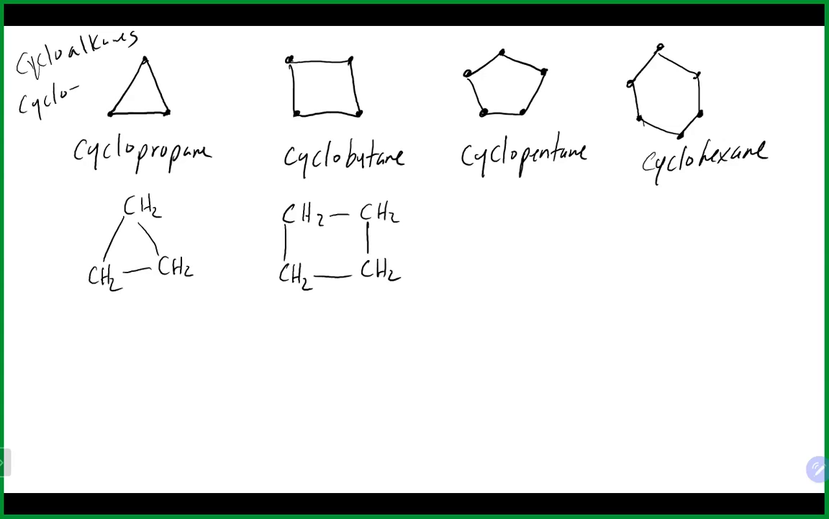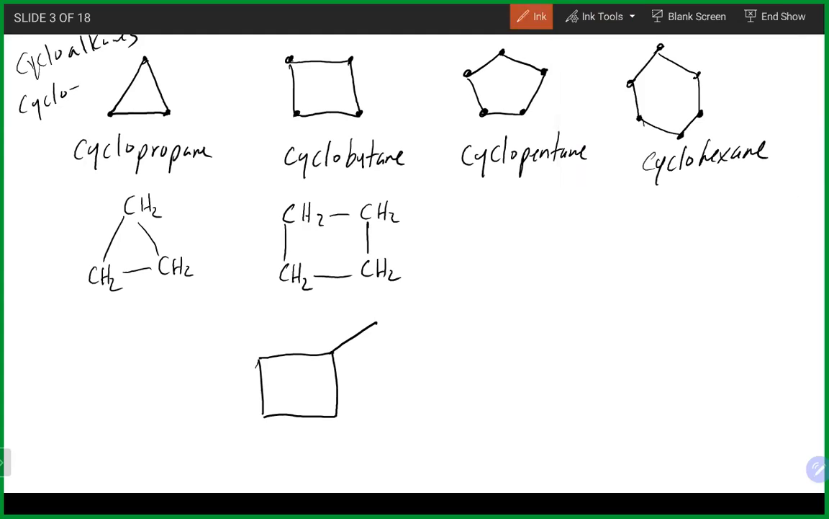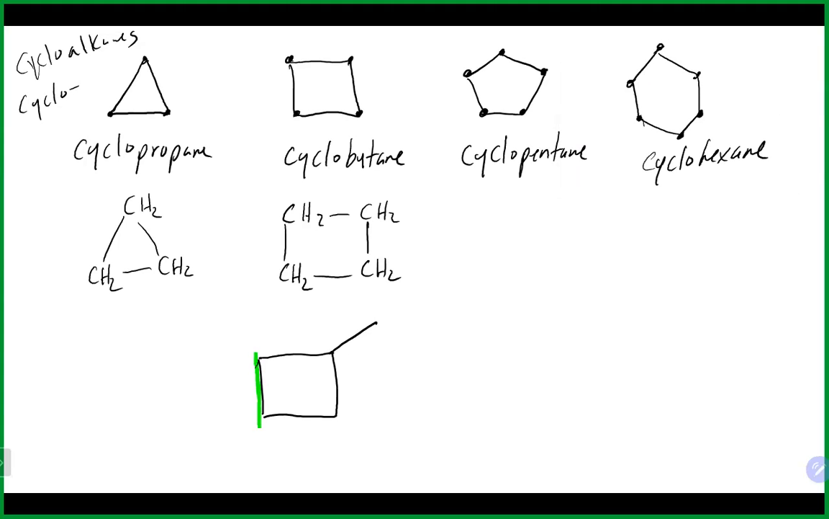Now, if you do have a group attached to a cycloalkane, let's just say we had something like this, a square with a line at the end of it. We still would follow the same rules that we did before. The longest continuous carbon chain in this case would actually be the cycloalkane, and that would still be the base of our name. Because it is our 4 carbon square, the base of our name here would be cyclobutane.